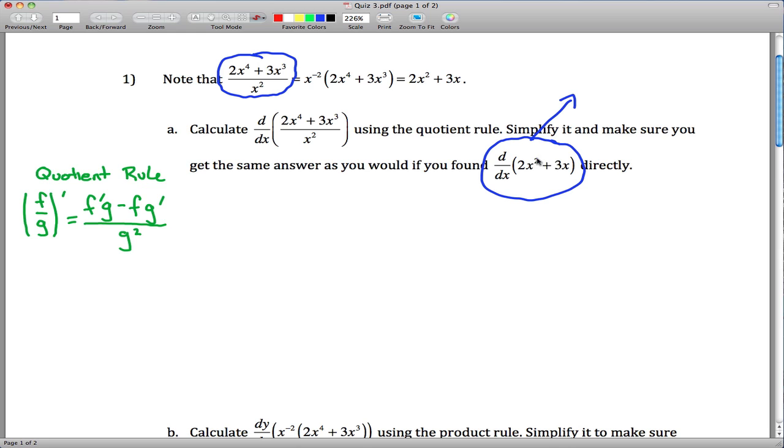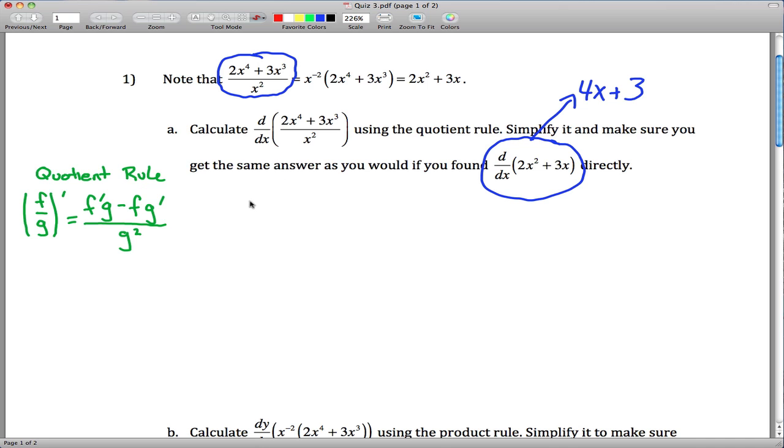Pull the 2 out in front. The derivative of x squared is 2x. So you get 2 times 2x, which is 4x, plus the derivative of 3x, which is 3. So hopefully our answer, when we simplify all the way down, will get us to this 4x plus 3.